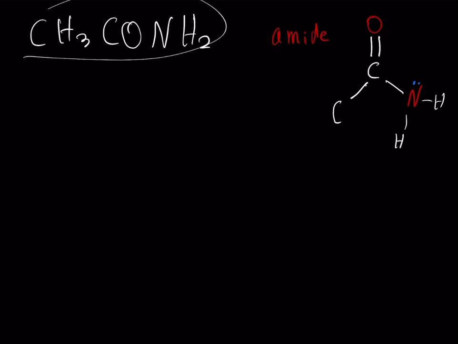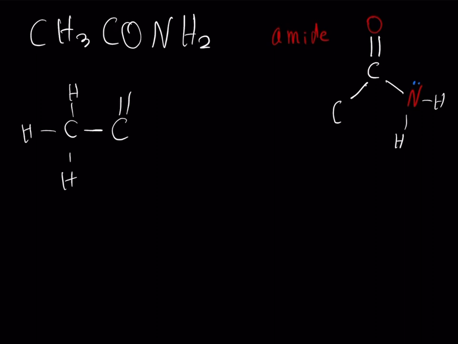So to draw this, we have CH3 on the left. We have the carbon, which is double bonded to the oxygen. And then attached to that same carbon, we have an NH2. So that's how you draw the Lewis structure for this amide.